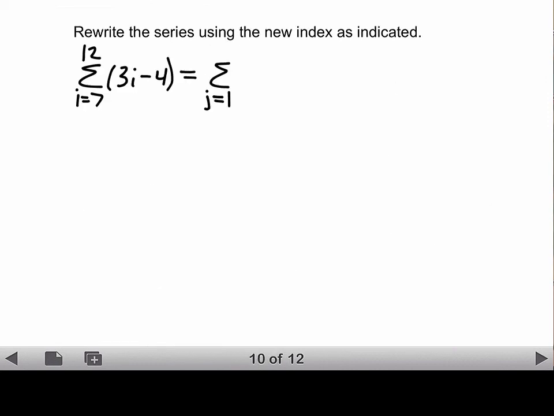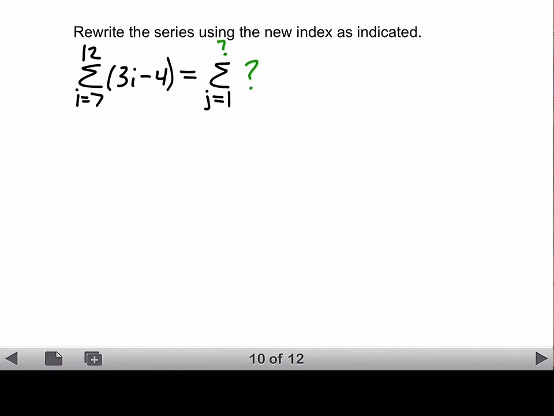For our last example, we're given a series. The sum is I goes from 7 to 12 of 3i minus 4. And we're asked to rewrite it using a new index as indicated. And what we have is a blank sum, but it says j equals 1 at the bottom. What we need to do is figure out what a new argument would be and a new upper limit would be if instead of starting at 7, we started at 1.